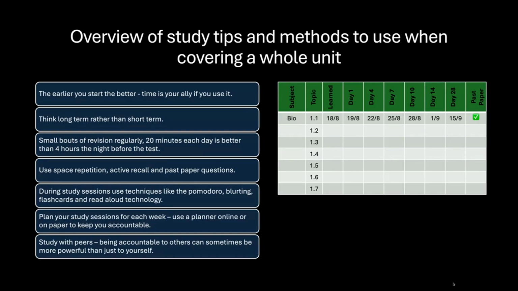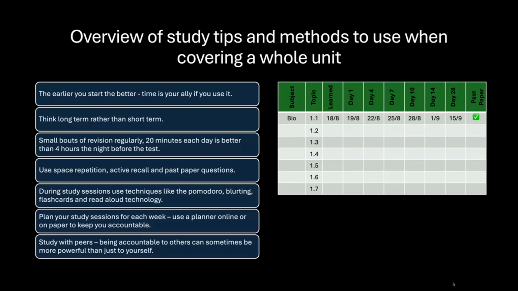Now, there are lots of online planners, things like Notion, for example, but you can also just use a bit of pen and paper. Either one works just as well. Okay, and I've done a rough revision schedule there on the right side of the screen. So I've put the subject, the topic, and the date that you learned it, i.e. in school, and then I've used spaced repetition to help you structure your revision for that topic. So we're going to be revising at day 1, 4, 7, 10, 14 and 28, as well as doing past paper questions. And you can see there that is very structured.